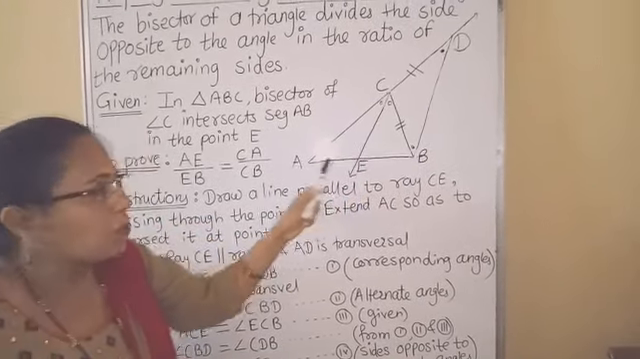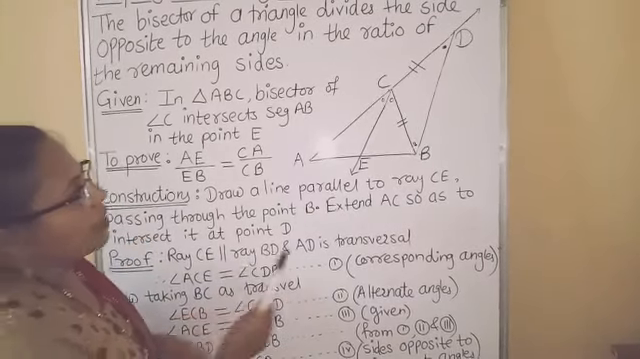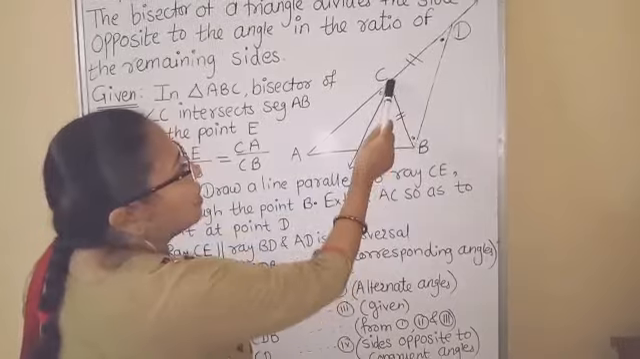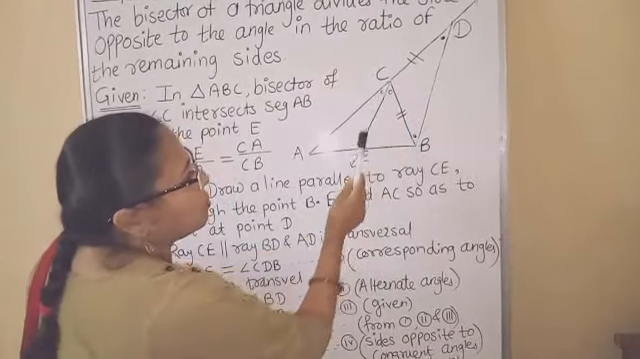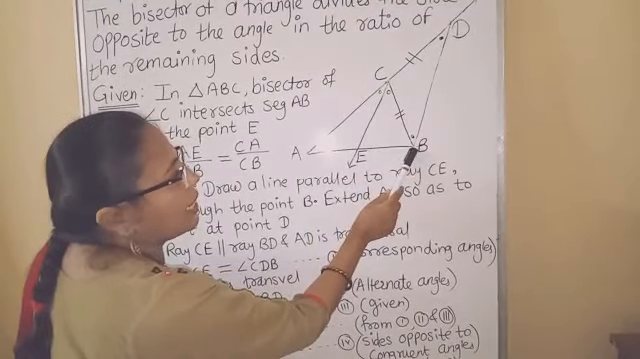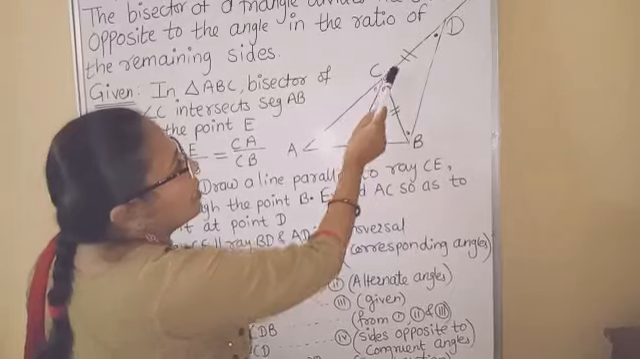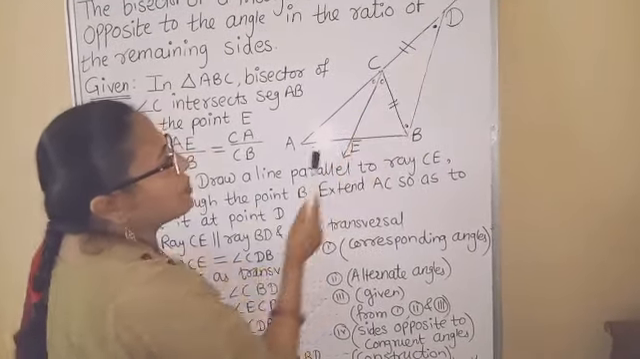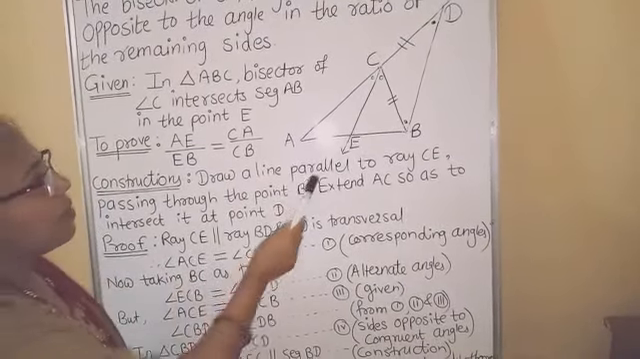Okay student? Now to prove this we have to do construction. We have to draw line BD parallel to ray CE. See, BD parallel to ray CE from point B. Then extend side AC up to point D. Okay student? Now this is the construction. Now we will start the proof.